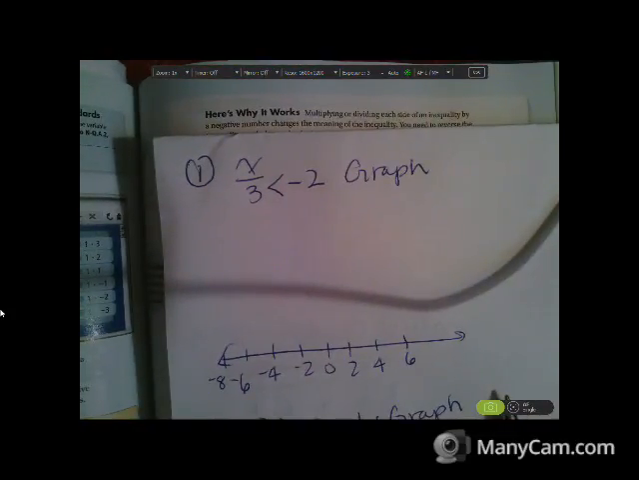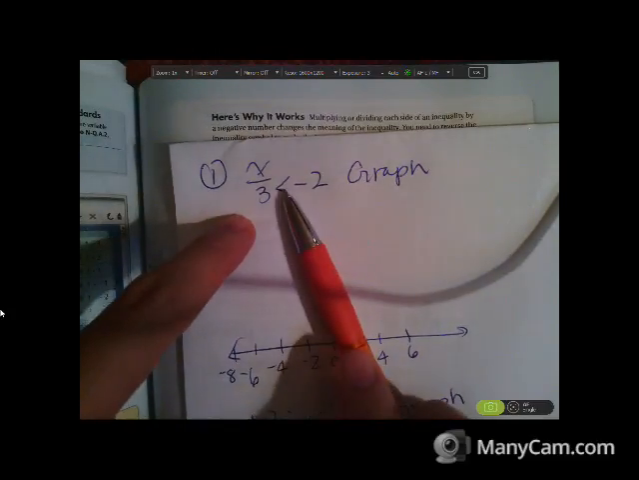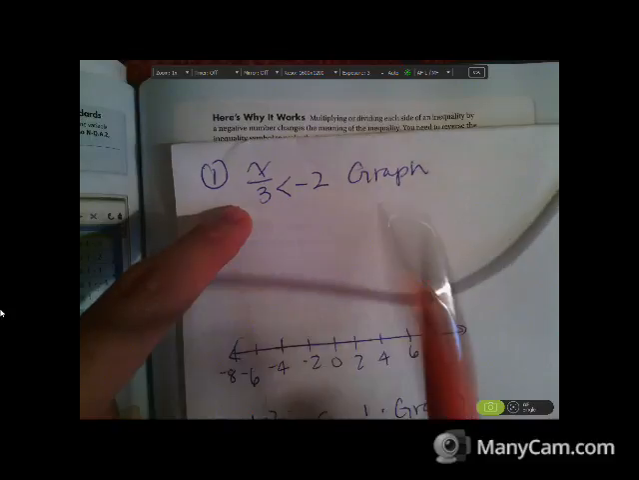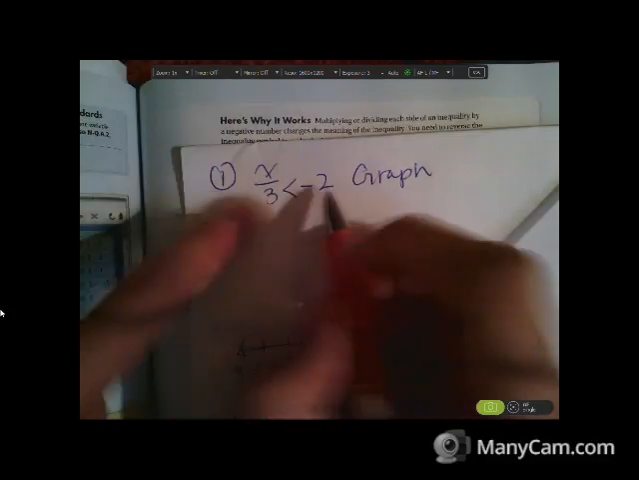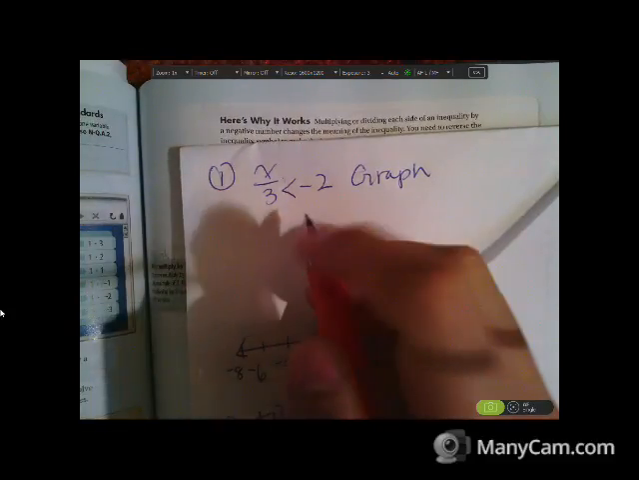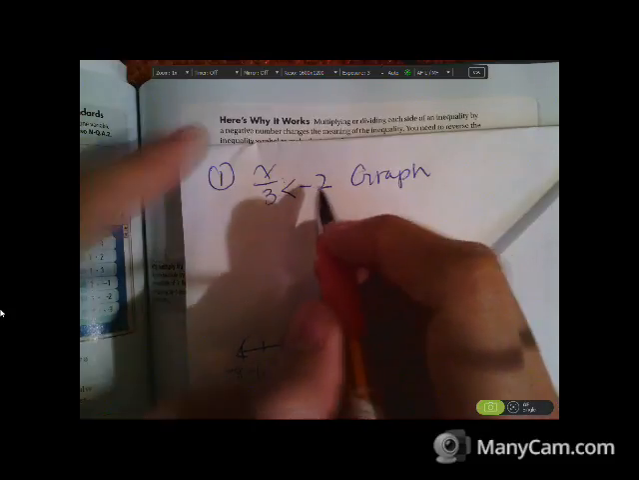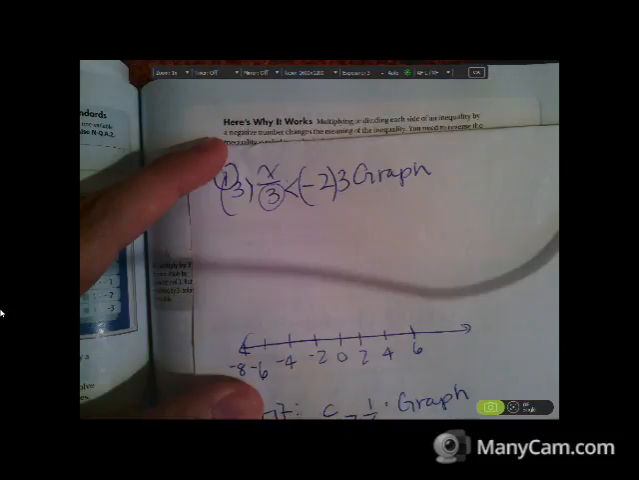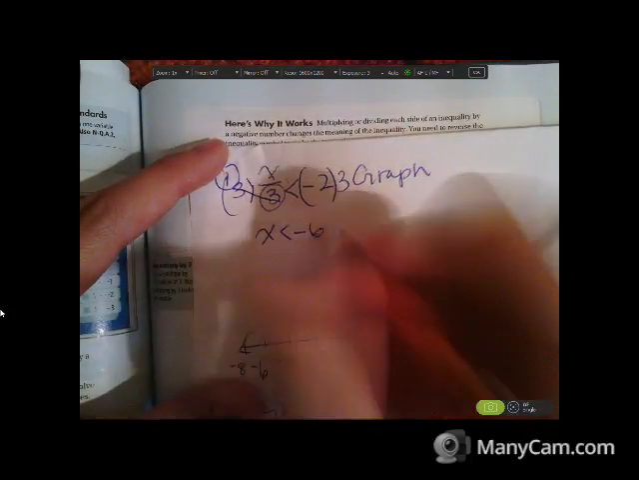Alright, so I want to solve for x, find solutions for x, and then graph it. So again, I have x divided by 3 is less than negative 2. I want to get rid of this denominator down here. So to do that, I'm going to multiply each side by 3. Then these two cancel out, so I'm left with x is less than negative 6.